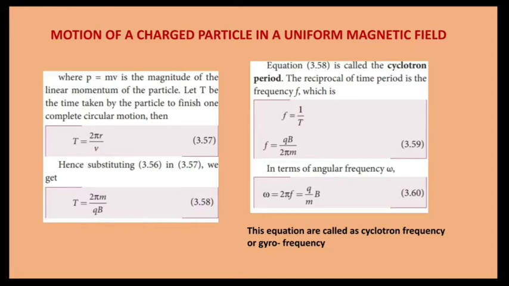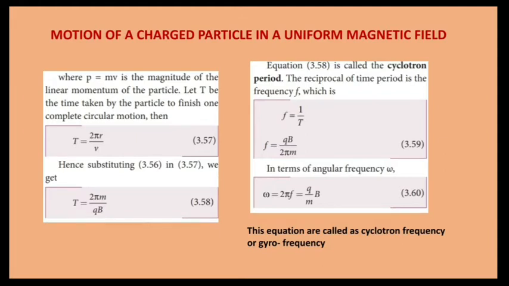So we substitute the value of that radius into T is equal to 2πr by v, in the v there. So T is equal to 2πm by qB. So next one, this time is called the cyclotron period. So T is equal to 2πm by qB is called the cyclotron period.